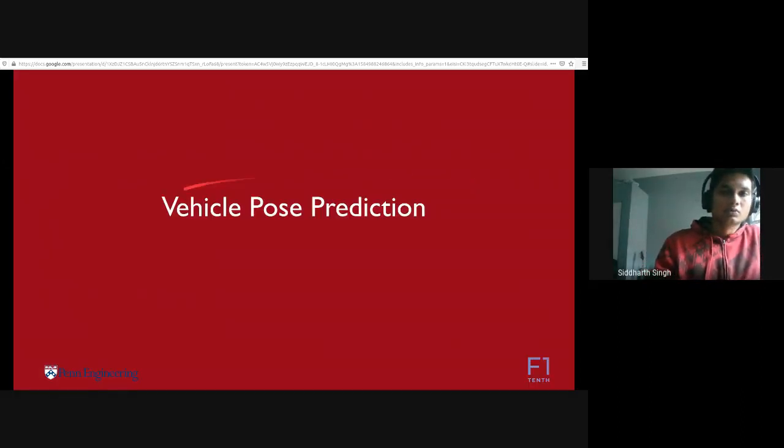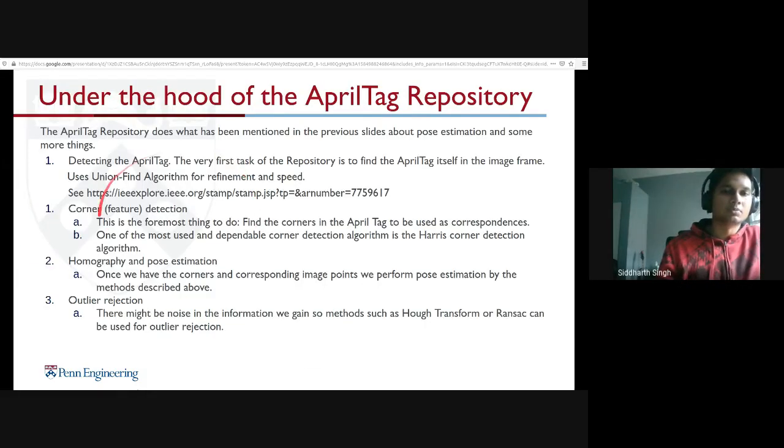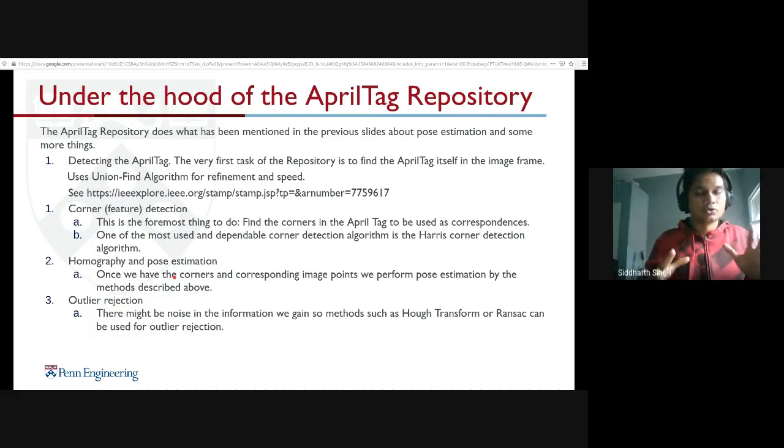So now we have covered that we have taken care of the scale ambiguity, we have taken care of the correspondences, and all of these things are put together in this April tag repository, which you will be using. So far so good. We have an understanding of where the object is, the April tag in our case, with respect to the camera, how far it is, and what orientation it has.